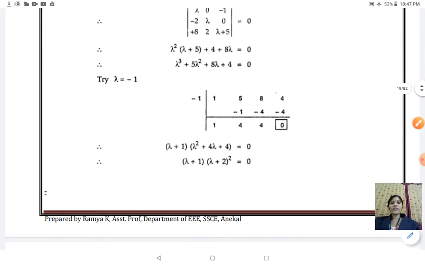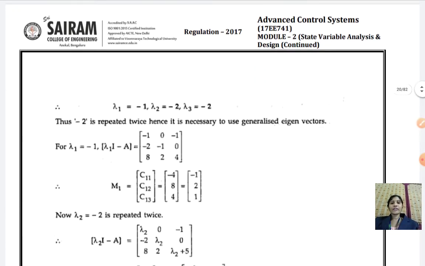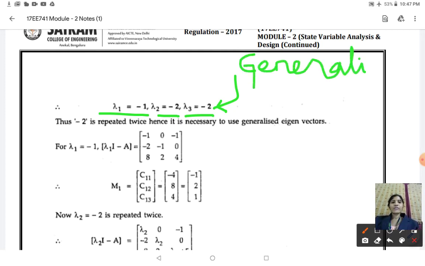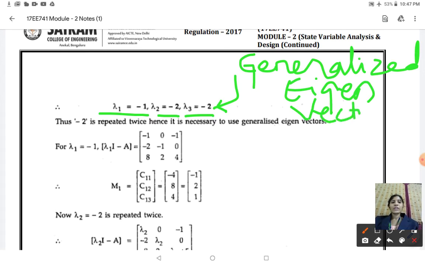So after obtaining the eigenvalues, you have got 3 eigenvalues: lambda 1 is equal to minus 1, lambda 2 is equal to minus 2, lambda 3 is equal to minus 2. So from this it is very clear that you will be obtaining your generalized eigenvector. We have studied the concept of the generalized eigenvector. The generalized eigenvector is obtained for the repeated roots of your characteristic equation.